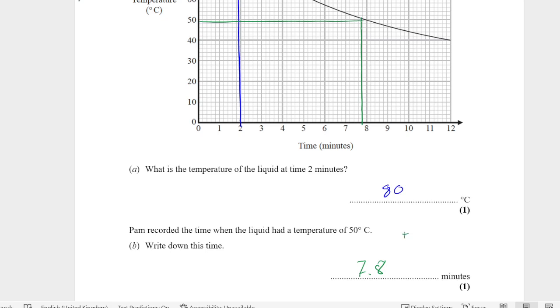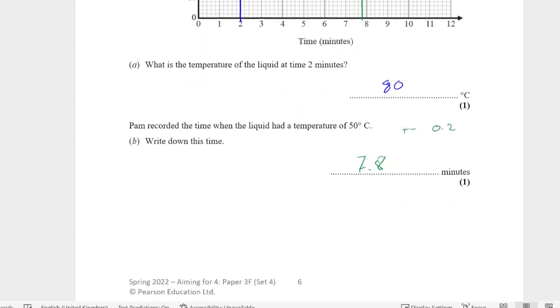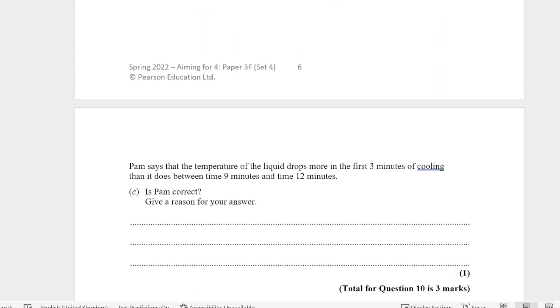I would imagine there's a plus or minus of 0.2 on there. Okay, is there a part C? There is. Pam says the temperature in the liquid drops more in the first 3 minutes of cooling than it does between 9 and 12 minutes.